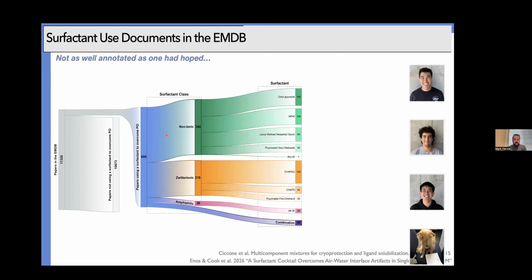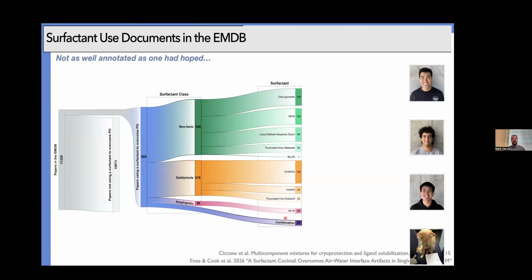What we then did is we broke these down into their different surfactant classes. We had non-ionic, which is by far the largest class. These comprise octylglucoside, NP40, LMNG, and FOM. We then had the zwitterionic class, which is dominated heavily by CHAPSO or even CHAPS or fluorinated phosphocholine 8. We then had the amphiphilic class, which was dominated almost exclusively by the amphipol A835. And then we had this combination class where we had a mixture of different surfactants.